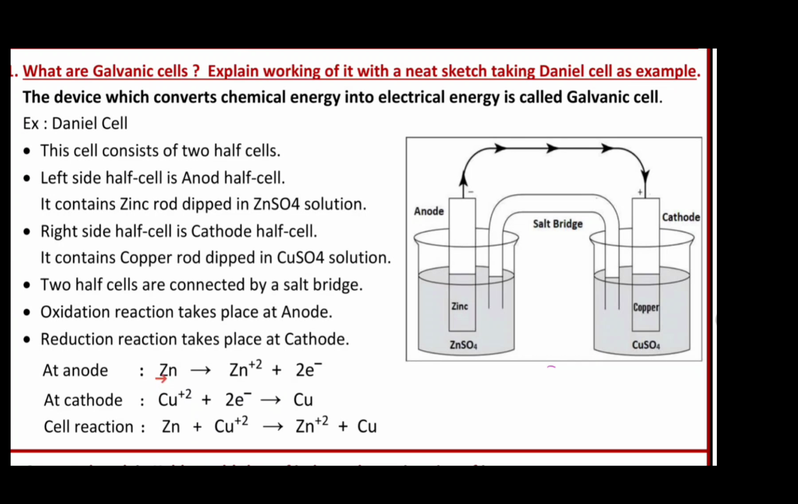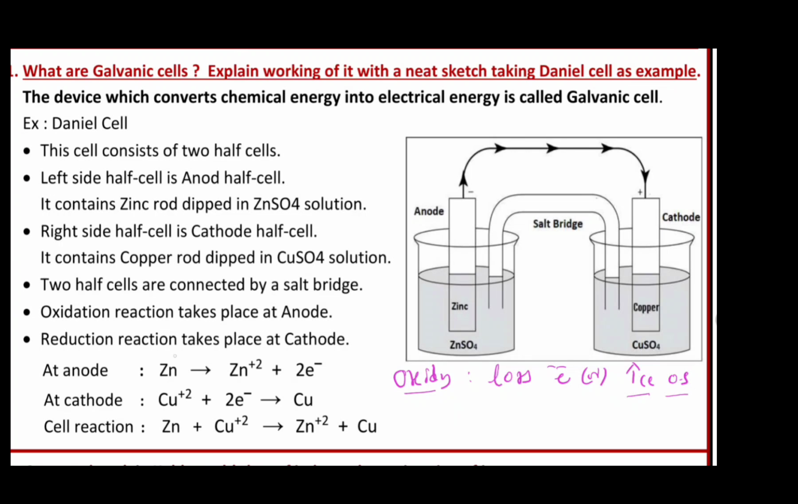So at an anode, zinc loses 2 electrons, becomes Zn2+. This is an example of oxidation. Do you know what is oxidation? So oxidation means loss of electrons, or we can also say increase in oxidation state.